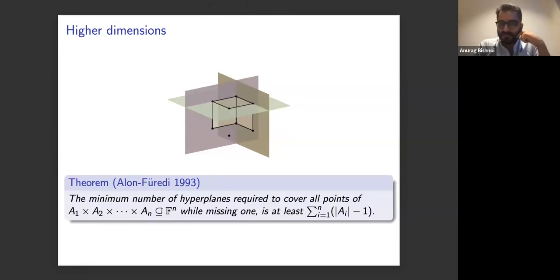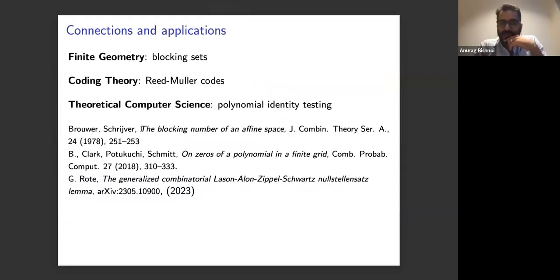So this result is over every field. But if you just take F to be a finite field and all your sets to be equal to that finite field, so your grid is the whole space, in that case, this result already appears in this 1978 paper of Andries Brouwer and Lex Schrijver in the context of these blocking sets, which is kind of like a dual version of the same problem.